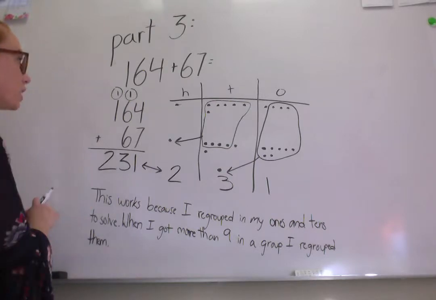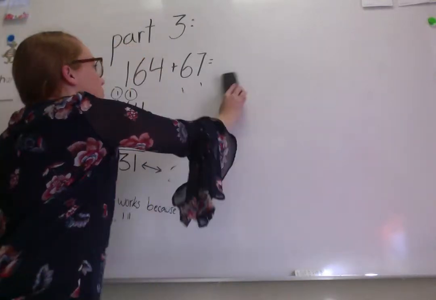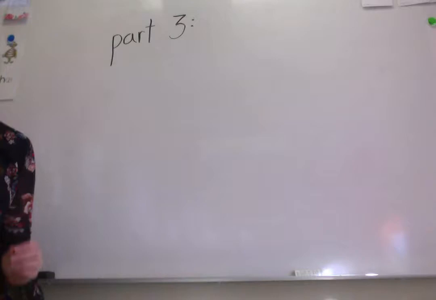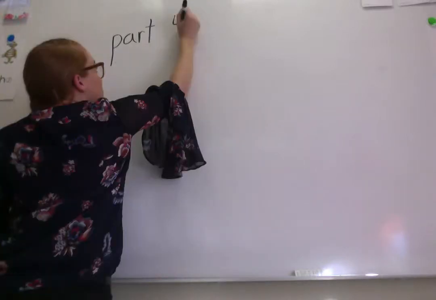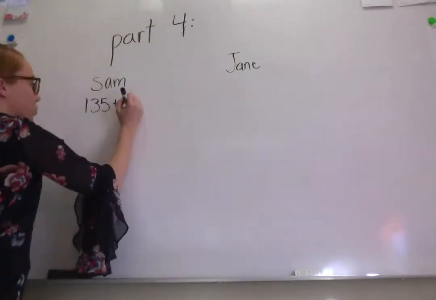All right, we're going to move on to part 4 now. All right, so part 4, explain why 2 ways are correct. So it's going to show you something like this. So it might have Sam over here, and it'll have Jane over here. Both of them are going to do the same problem, which is 135 plus 22, but they're going to solve it in 2 different ways.